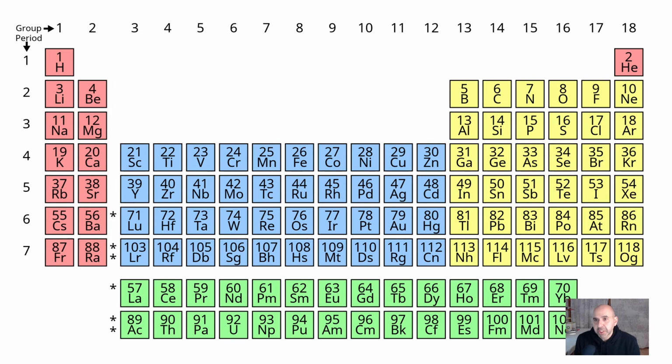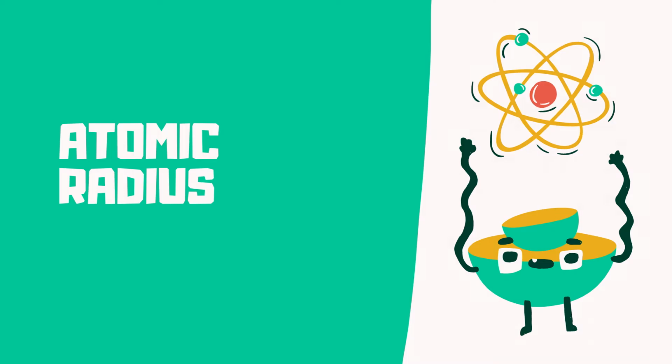You need to be able to explain the difference based on the structure of an atom. You can use the periodic table to guide you into figuring out the answer, but that's not the explanation. And we'll talk about what the explanations are in a minute. So the first thing I want to talk about is atomic radius, or how big an atom is.